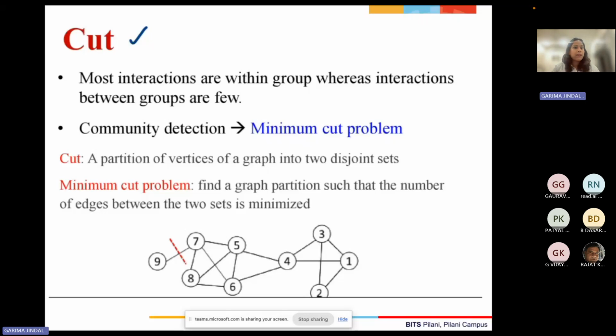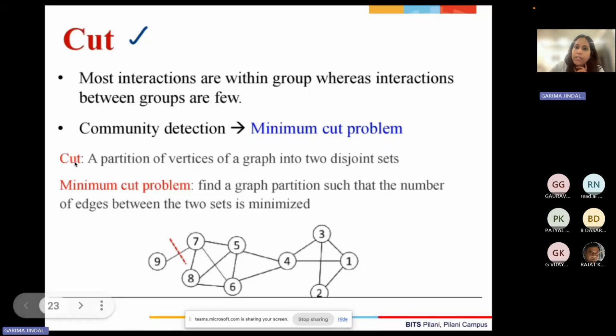So they used these cut concepts in order to identify the communities. Okay, so what is cut? Cut is a partition of the vertices of a graph into two disjoint sets.